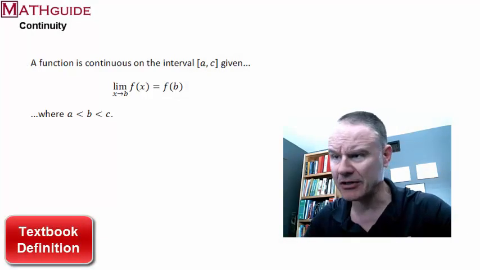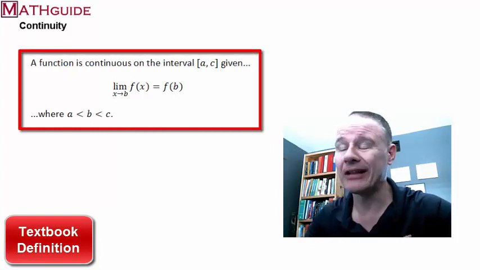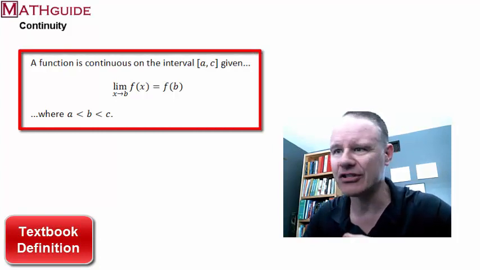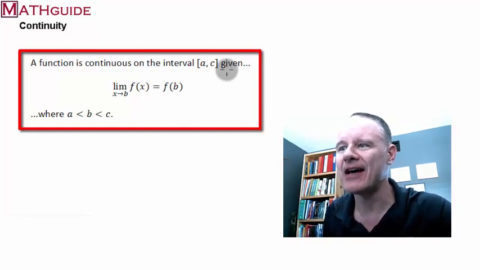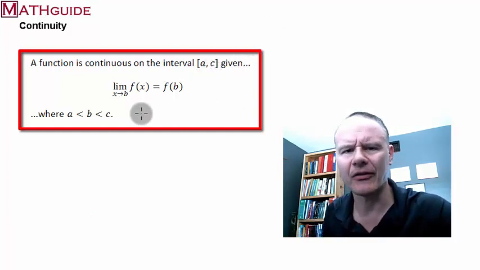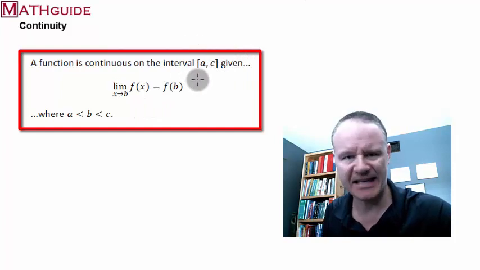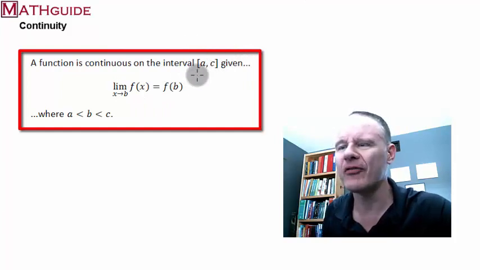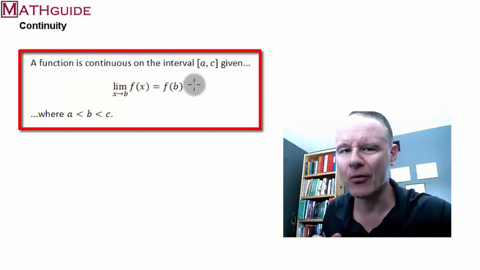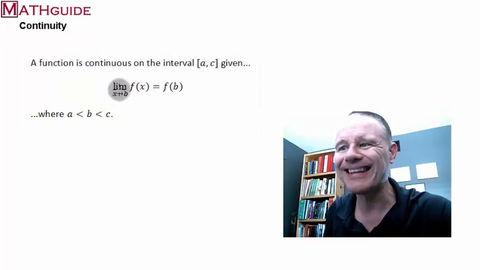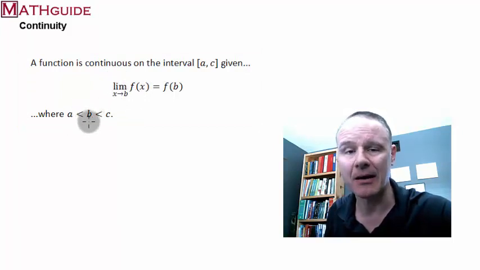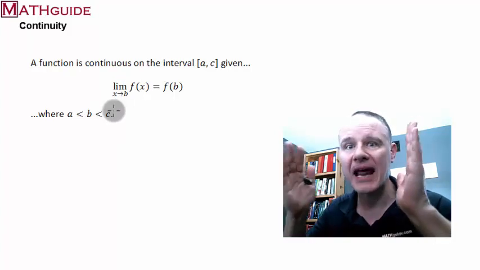So here's the textbook definition. You look at this definition and you're trying to make heads or tails of it. First of all, it says a function is continuous on this interval. In other words, we're not even looking at the whole function, just a piece of it. If you go from A to C, A of course being less than C, and you're looking at the interval of some function, you're asking, what's the limit as you approach some value B? By the way, B is going to be some value between A and C.